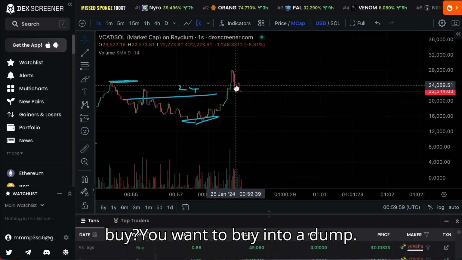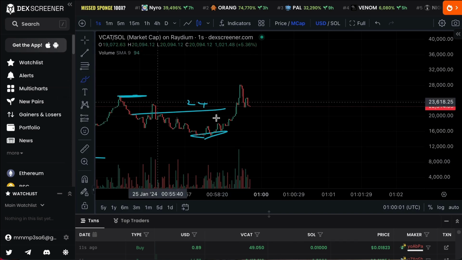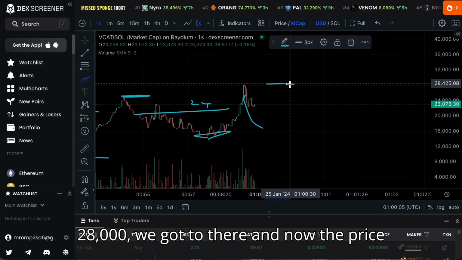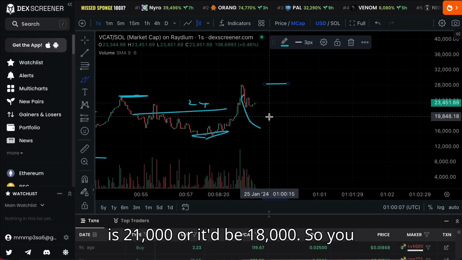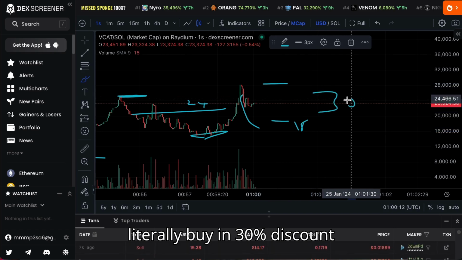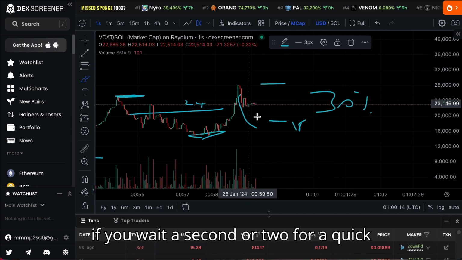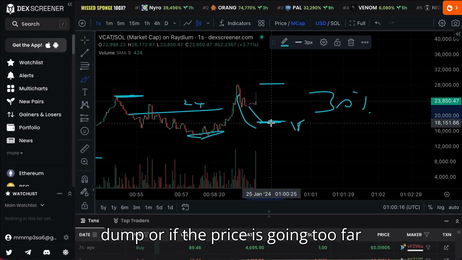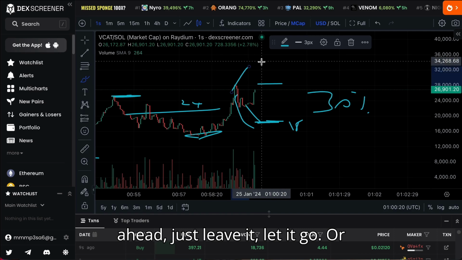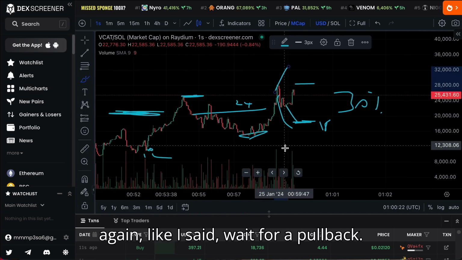Where do you want to buy? You want to buy into a dump. Because the dump could be literally 28,000, we got to there, and now the price is 21,000, or it'd be 18,000. So you're literally buying at a 30% discount if you wait a second or two for a quick dump. Or if the price is going too far ahead, just leave it, let it go. Or again, like I said, wait for a pullback.